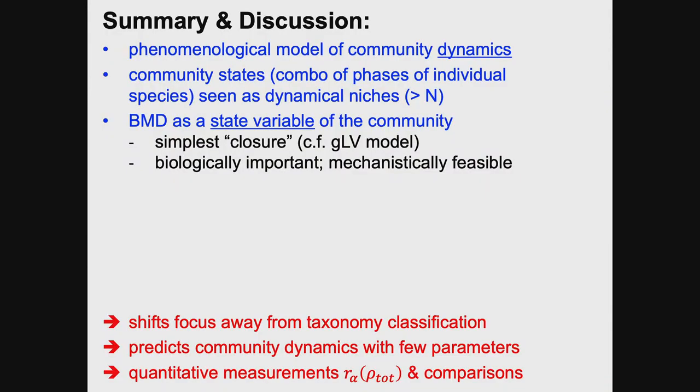The community states are seen as dynamical niches, and since they come from the combination of the different phases, if you have n species, you have at least of order 2^n such states. Biomass density is a designated state variable, both for mathematical and, I think, biological reasons. We're going to pick one thing. Mechanistically, we know cells have ways to measure the total density through quorum sensing and so forth. But we're not insisting that's the only one; it's an example of some feature that reflects the overall state of the community.